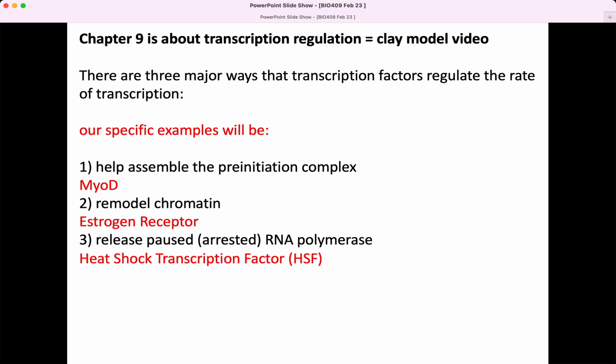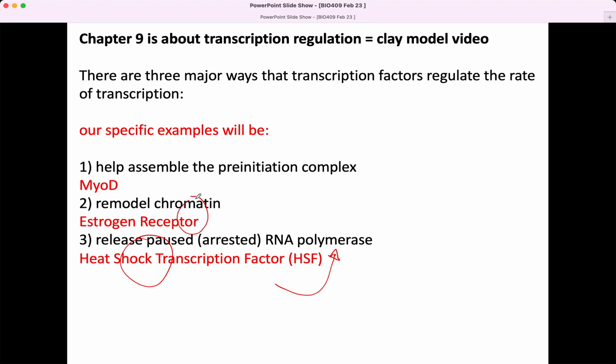And where we're at right now is we just started talking about heat shock transcription factor. So it's another transcription factor, and we want to be able to explain how it's regulated, and then in turn how it regulates the rate limiting step of the heat shock genes. The rate limiting step of the heat shock genes is they have arrested RNA polymerase.